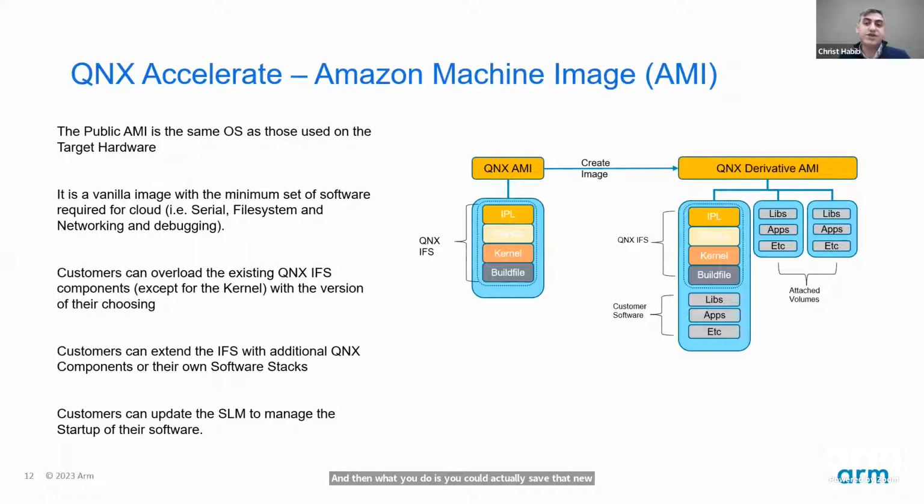Once you add all your stuff, you just hit create image, and you create what's called a QNX derivative AMI. That's the one you basically create as a golden image, and you continue to work with it, share it with your teammates, and keep developing on top of it. And you could, of course, use the SLM to manage the startup to make sure things boot up as you expect on the target board and so forth.